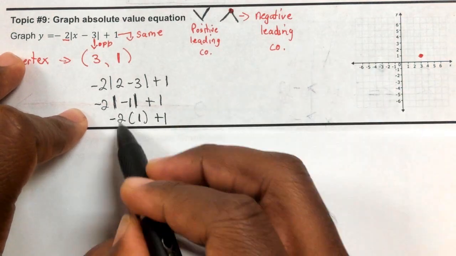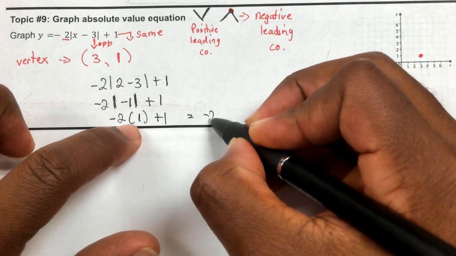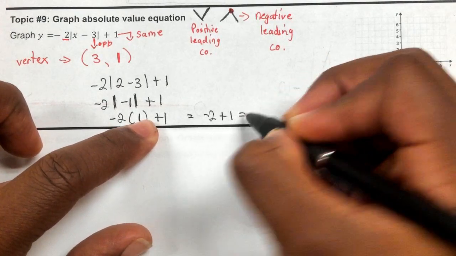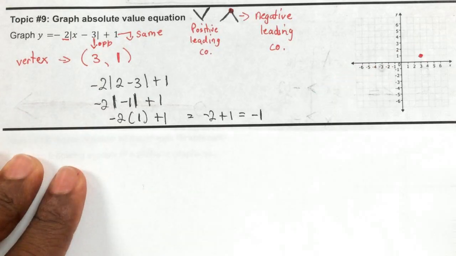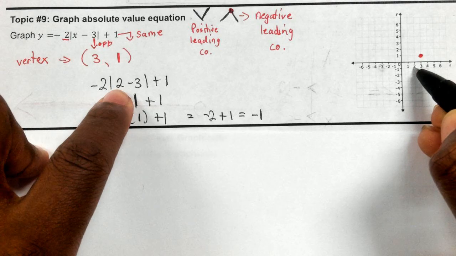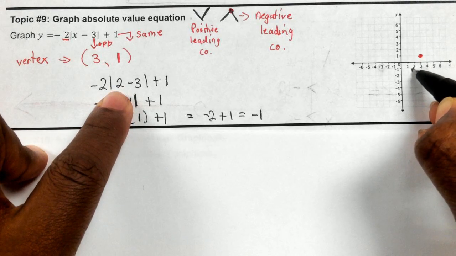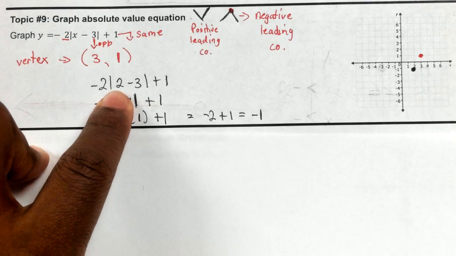And then it's being multiplied by -2. So -2 multiplied by 1 is -2. And -2 plus 1 is -1. So that means when my x value was +2, which I plugged in, I got -1 for the y value that goes with it. So I'll put a point right here.